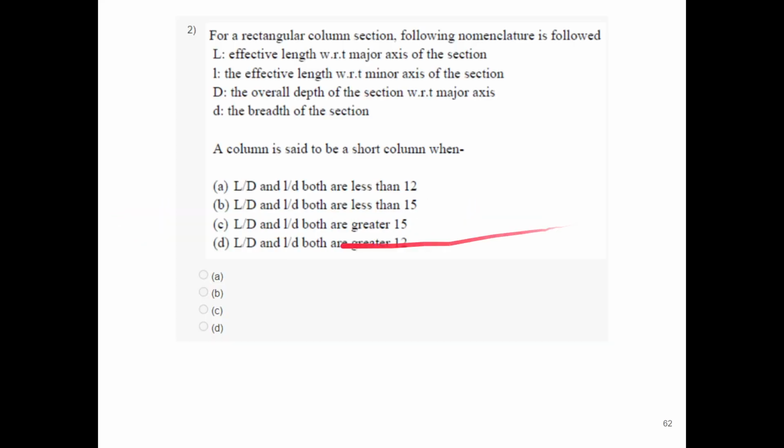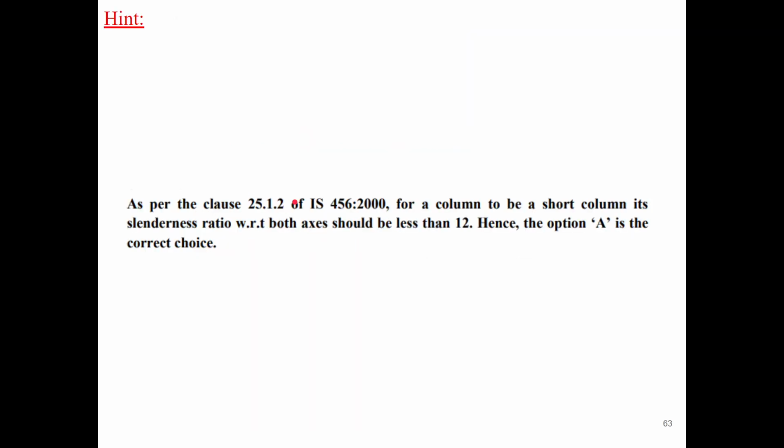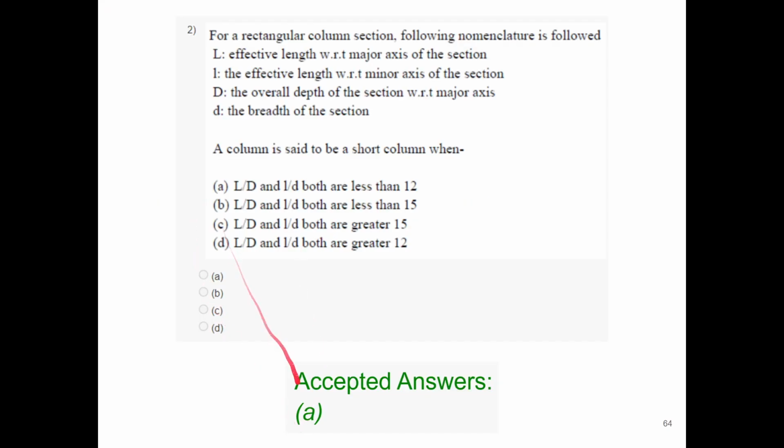We also discussed this. That means capital L by capital D as well as small l by small d, right? In both the cases the value should be less than 12. So that means A is the correct option. As you can see, A is the correct option, that is capital L by capital D and small l by small d, both are less than 12.